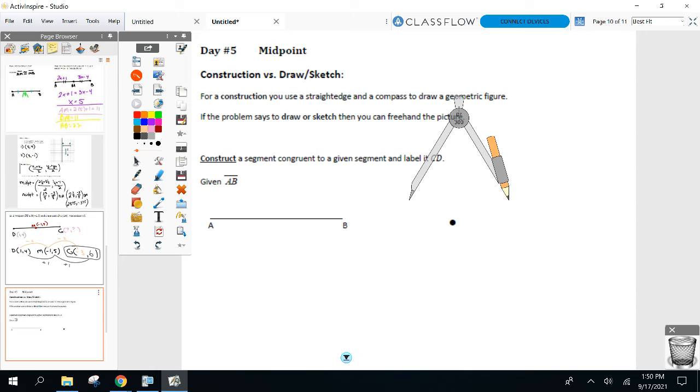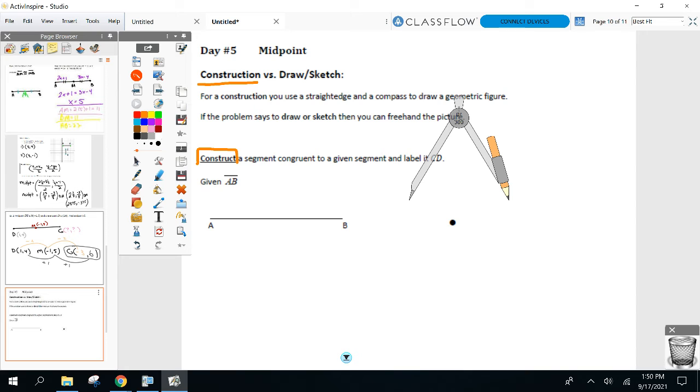Okay, I'm going to get going. First, how do I know it's time to use the compass? All right, other than me saying get your compass out. You will see by the directions. Anytime it says construct, like it does here, construct equals use your compass, please. Use your compass to do this diagram.